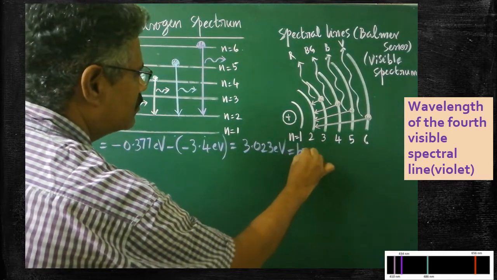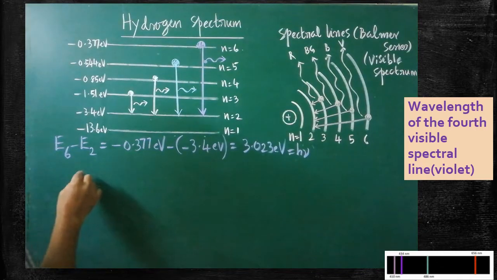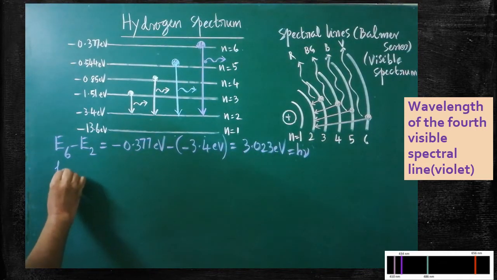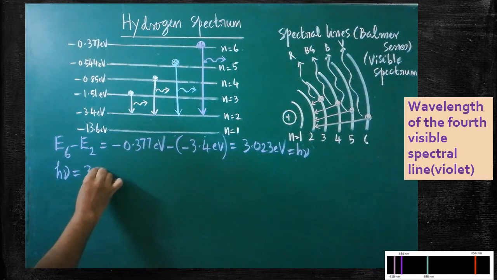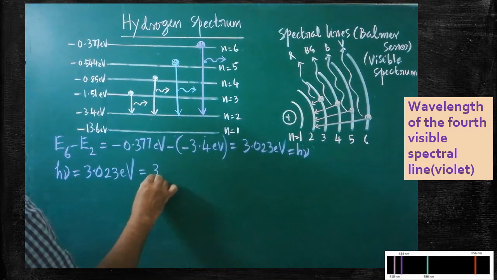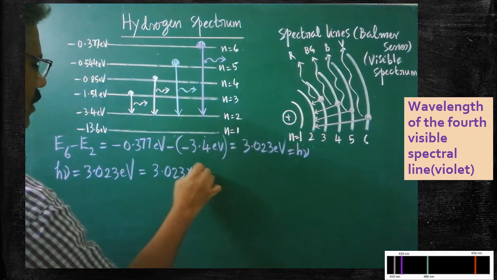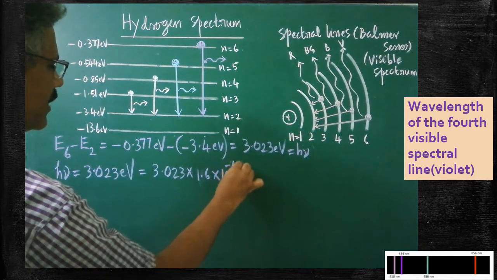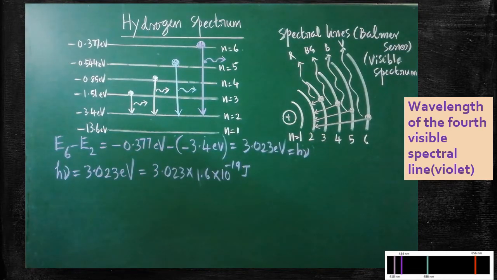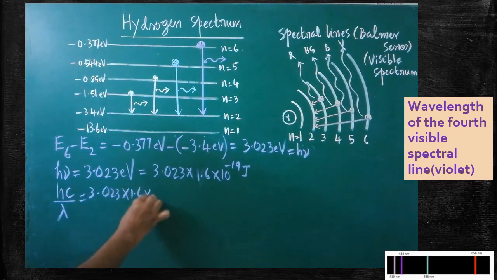This is equal to the energy of the emitted photon. The photon which is emitted now has energy equivalent to this much. Now these two can be written here: h nu is equal to 3.023 electron volt. This can be converted into joule: 3.023 into 1.6 into 10 to the power of minus 19 must be multiplied. After that we are going to calculate the wavelength. How will you calculate the wavelength? hc by lambda is equal to 3.023 into 1.6 into 10 to the power of minus 19.